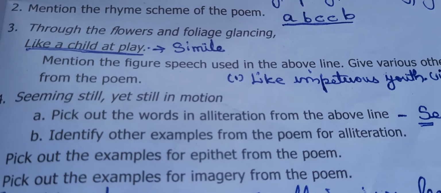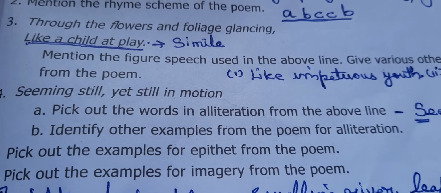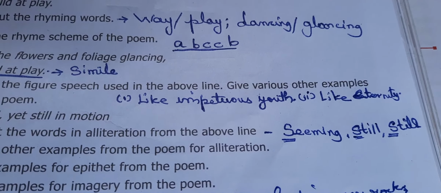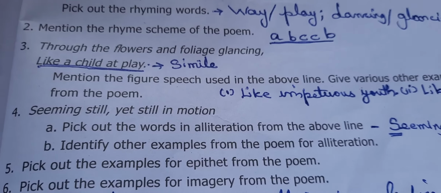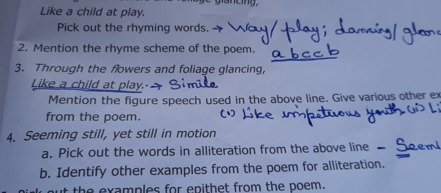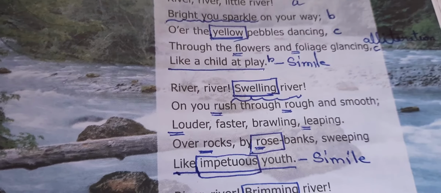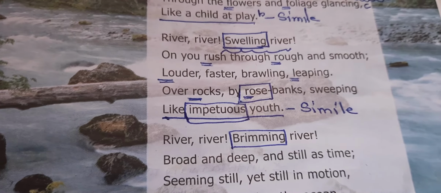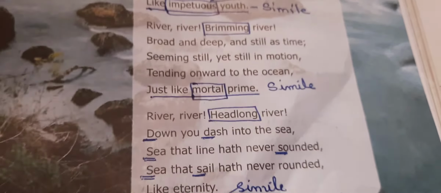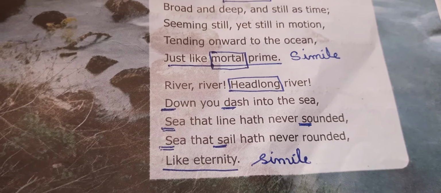Third one, through the flowers and foliage glancing, like a child at play. Mention the figure of speech used in the above lines. Give other examples from the poem. So, like a child at play is simile. The first stanza is giving that, second stanza, like impetuous youth. In third stanza, just like mortal prime. And in the fourth stanza, like eternity. All are similes.